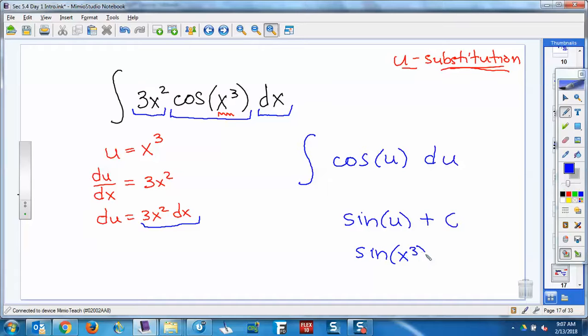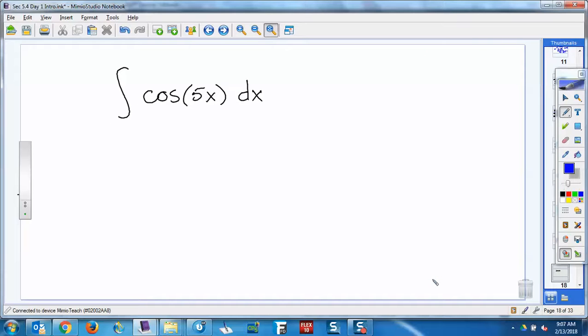X cubed. And there it is. And then we can double check, do the derivative. Sure enough, there it is. The whole reason for u substitution is when you have stuff on the inside. Now, the hope is that whatever's on the inside, the derivative of that is sitting around out there too, because that's what's going to happen on a derivative. So notice the answer, much simpler than that.